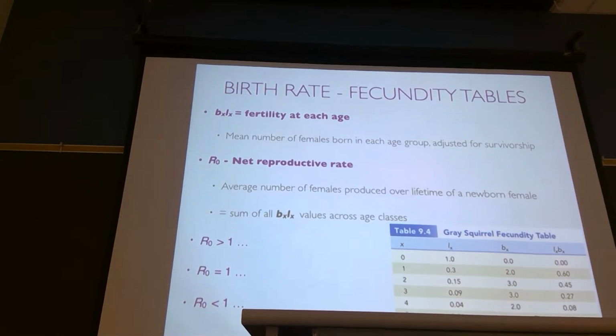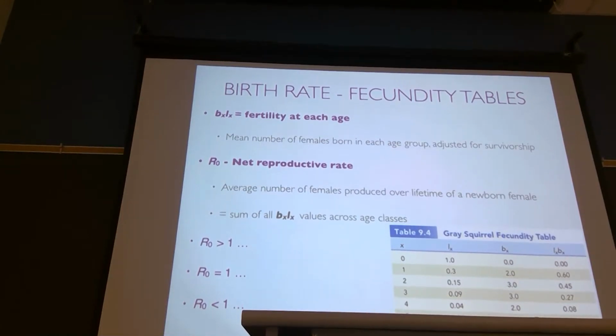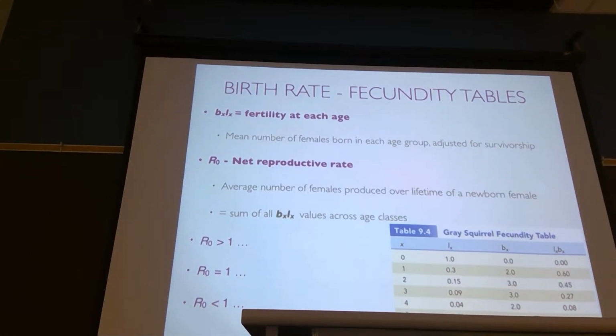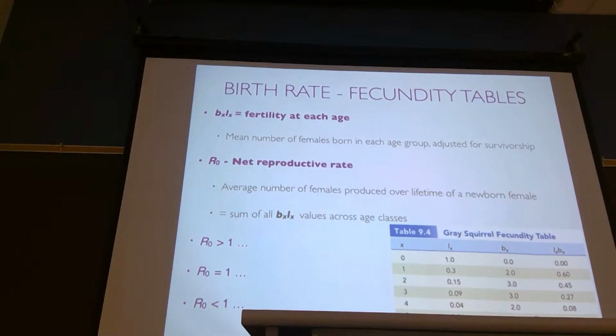If your net reproductive rate is greater than 1, what is going to happen to that population? It's going to grow. Okay. If each female is making more than one female, greater than 1, the population is going to grow. Okay. She's replacing herself plus more.